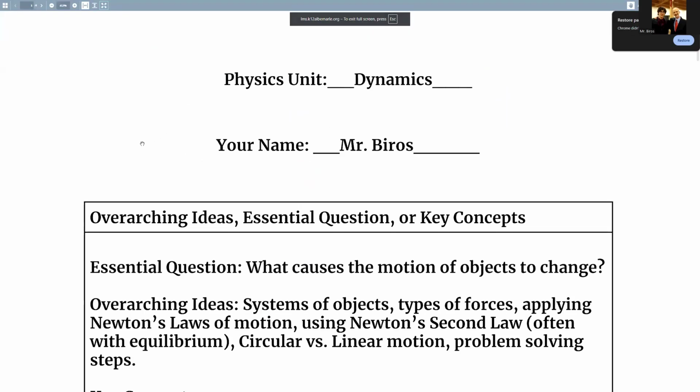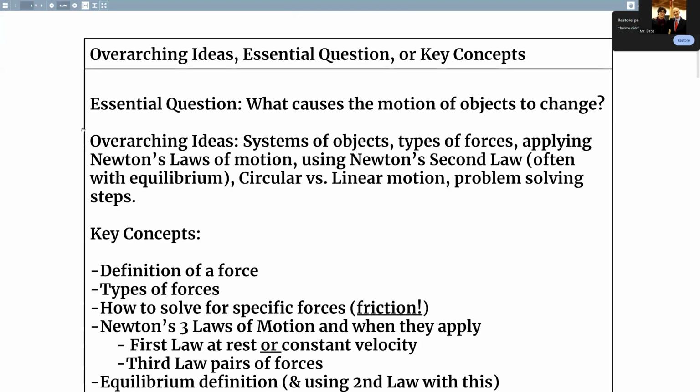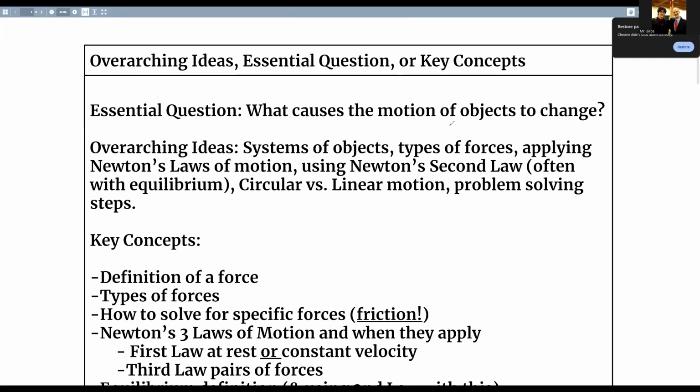So in Unit 2, we started with an essential question. What causes the motion of objects to change? We're building off of Unit 1 and the kinematics values such as acceleration, velocity, acceleration being the main one that carries over with changing motion, right? Change in velocity is acceleration. And what causes the motion of objects to change, what causes acceleration, is force.